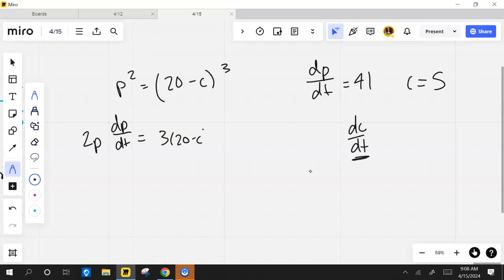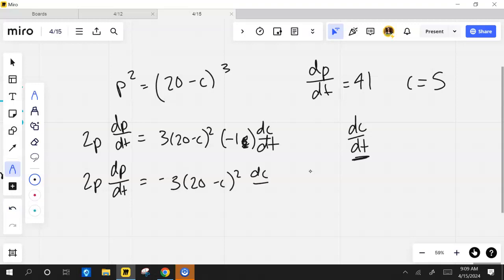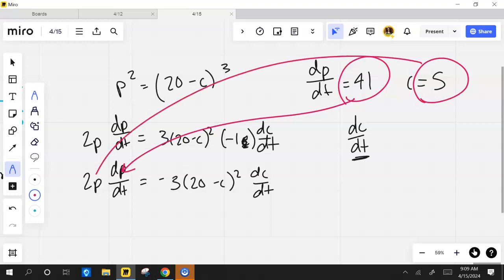3 times (20 minus c squared), now chain it, times -1 c dc/dt. Oh, just one. All right, so I've got 2p, and I'm just going to clean it up just a tad before I start plugging in. You don't have to remember. There's no amount of work you have to show. This is multiple choice. Now I'm going to plug in what I know: dp/dt is 41, c is 5.